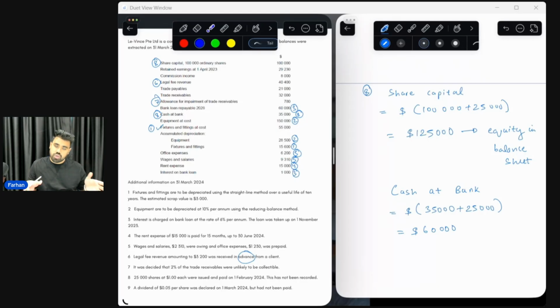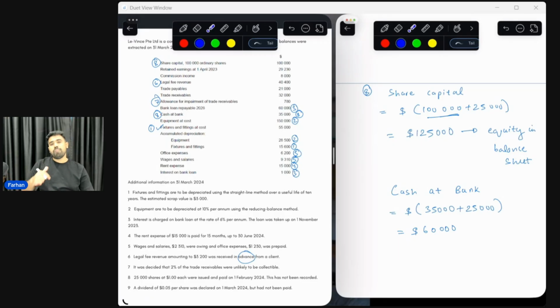So the share capital that is now actually available is 100 grand or $100,000, which we initially had, as you can see at the beginning of the list, plus an additional $25,000, which we have just raised, and that gives us $125,000 to be included as part of our equity in the statement of financial position or the balance sheet.